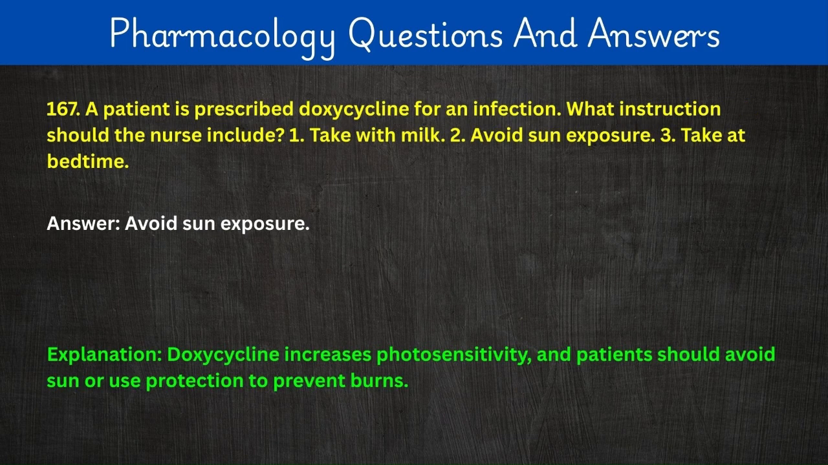167. A patient is prescribed doxycycline for an infection. What instructions should the nurse include? 1. Take with milk. 2. Avoid sun exposure. 3. Take at bedtime. Answer: avoid sun exposure. Explanation: doxycycline increases photosensitivity, and patients should avoid sun or use protection to prevent burns.